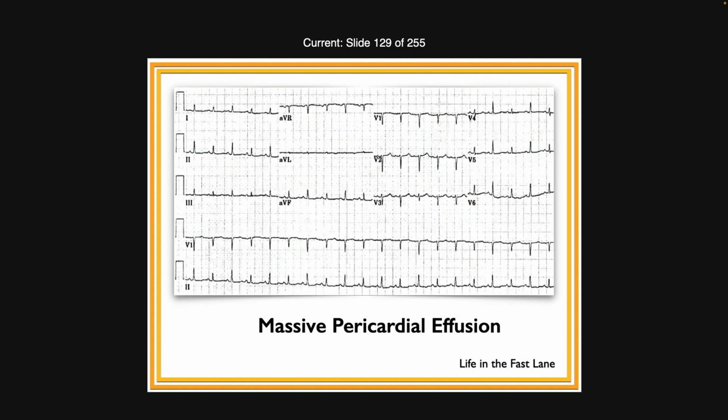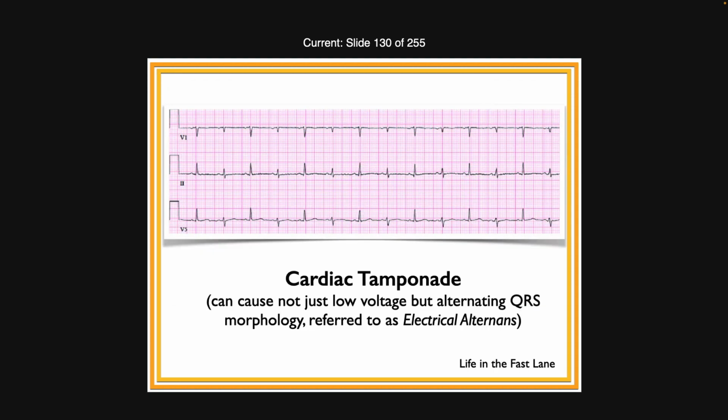So just some examples. Here's somebody with massive pericardial effusion. Here's somebody, and this one's interesting. This is cardiac tamponade, and it's not just the low voltage, but look at the weird thing. This isn't a 12 lead, these are just strips going across. Look at how every other beat is different. Look at this compared to this compared to this, all the way across. This is a rare thing called electrical alternans.